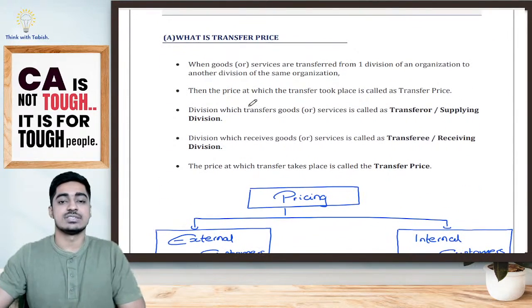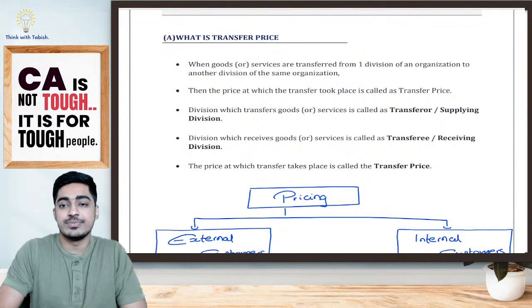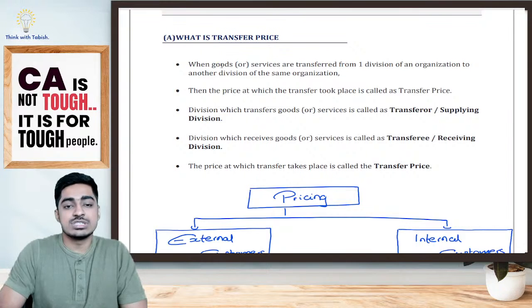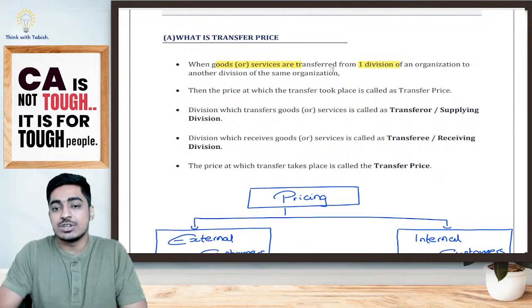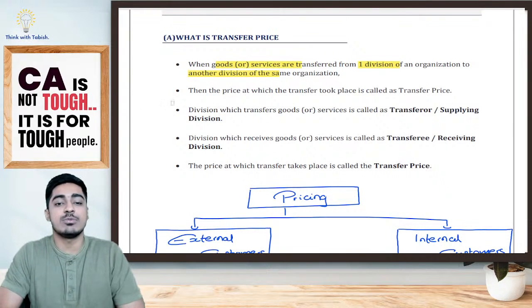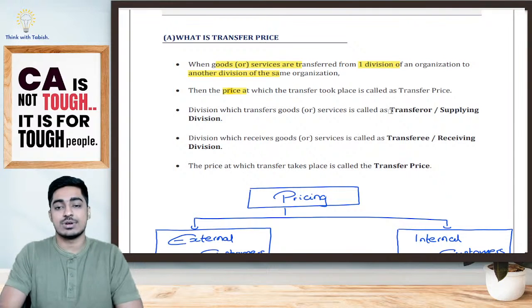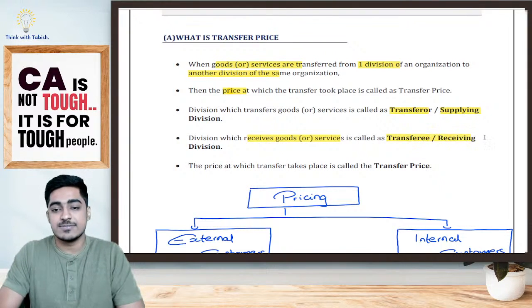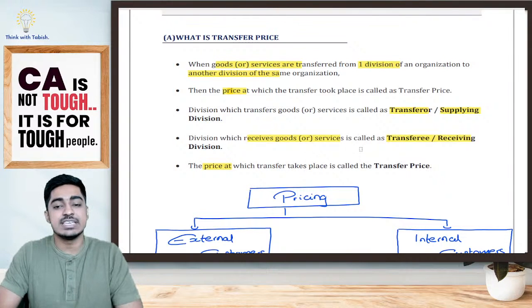Let's have a look at this. Is it clear, students? Should we continue? When goods or services are transferred from one division of an organization to another division of the same organization, the price at which the transfer took place is called the transfer price. The division which transfers the goods or services is called the transferor or supplying division. The division which receives the goods or services is called the transferee or the receiving division. And the price at which such transfer takes place is called the transfer price.